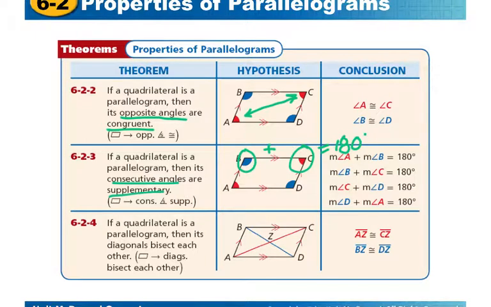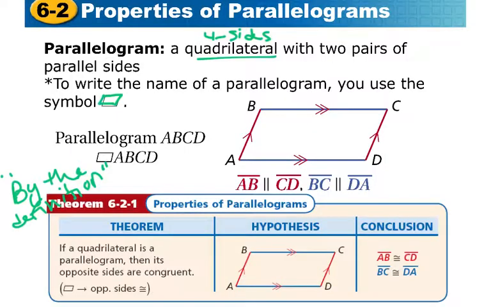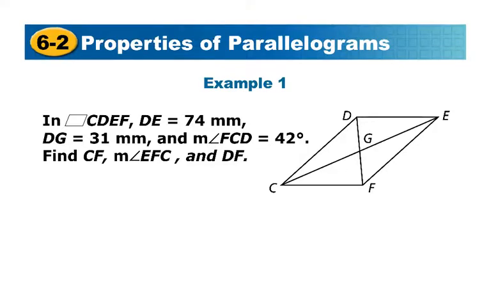And then the last one is if a quadrilateral is a parallelogram, then its diagonals bisect each other. That's an interesting one. That means this piece and this piece are the same length, and this piece and this piece are the same length. So, diagonals could bisect, consecutive angles could be supplementary, opposite angles could be congruent, or, by definition, the opposite sides could be parallel. So there's 4 ways of knowing if something is a parallelogram.